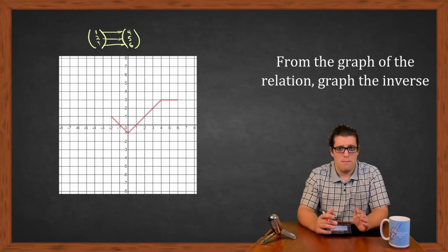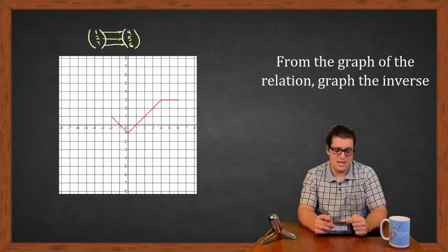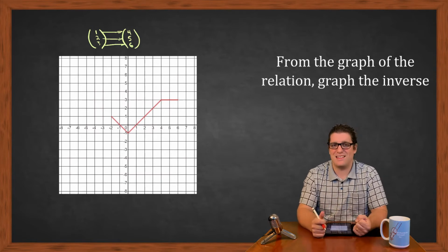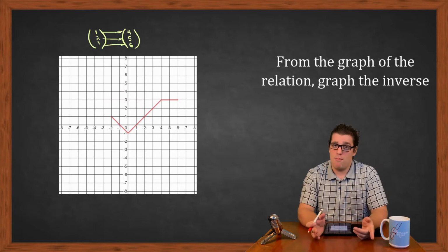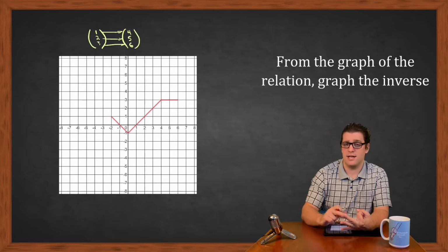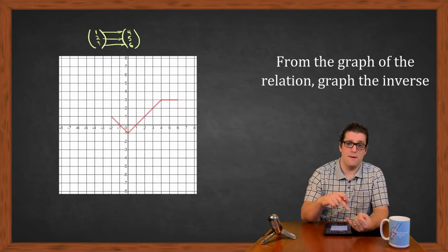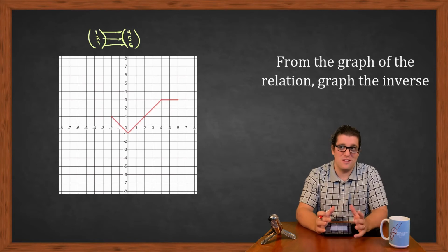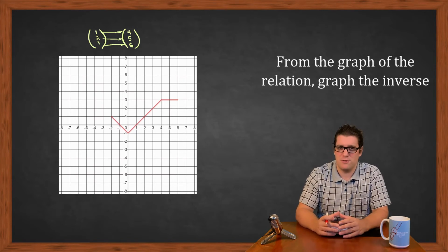Now in this case, both the original and the inverse would be functions because for each input the first time, the 1, the 2, and the 3, there's exactly one output, the 4, the 5, and the 6. When we go backwards, the 4, the 5, and the 6, for each one of those, there's exactly one output, which is going to be the 1, the 2, and the 3. So the original relation would be a function, and the inverse relation would also be a function.